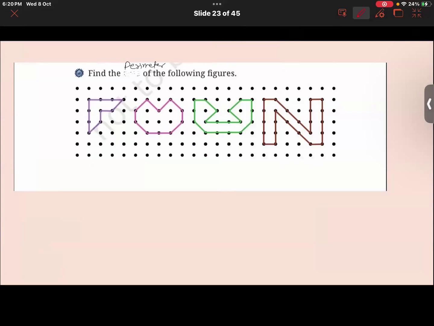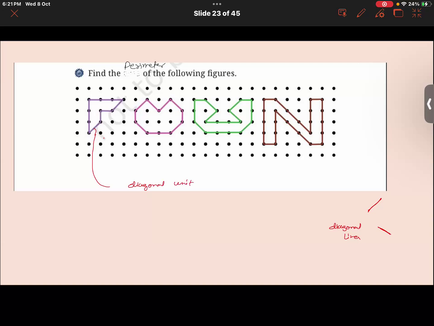See, we are going to count the total diagonal units here. Diagonals basically are slanted lines, lines that are slanted like this. These lines are called diagonal lines. For example, this is going to be called a diagonal unit. Or for example, this side will be called a straight unit.